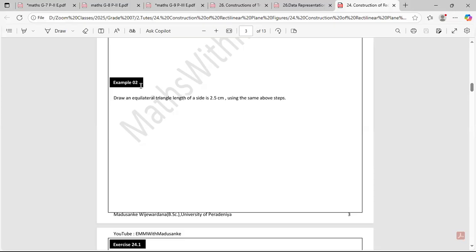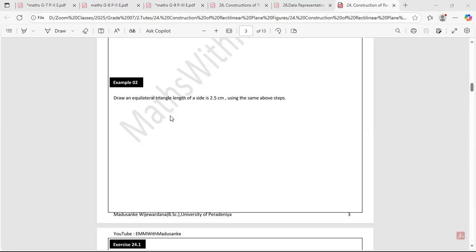Excuse me, sir. Yes, hello. Sir, what should we name it? You can use PQR or ABC or whatever. You just have to draw an equilateral triangle for this question.